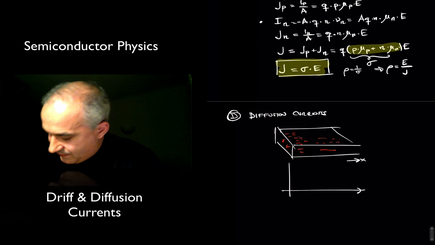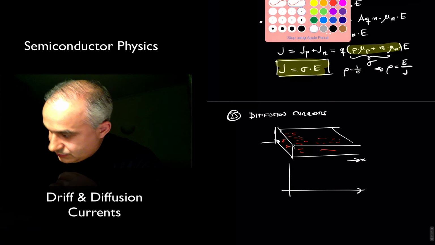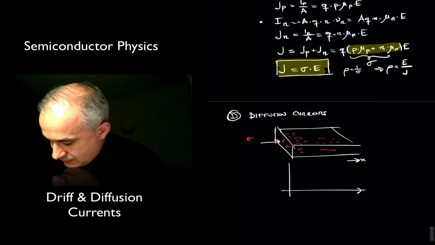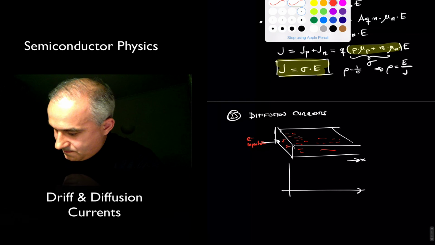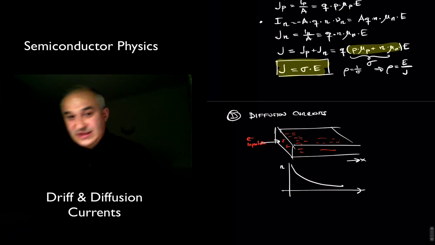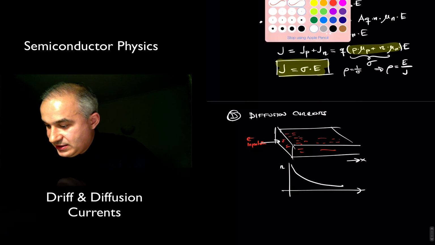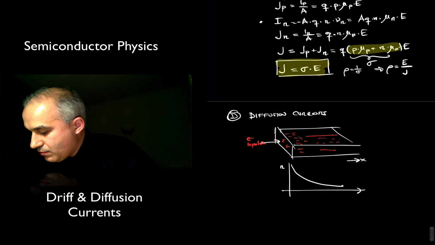And this may happen, for instance, if you have an electron injection or hole injection. The concentration of electrons in this case, imagine, goes like this. If you have a gradient in the concentration, you're going to have movement. These electrons are going to tend to move.